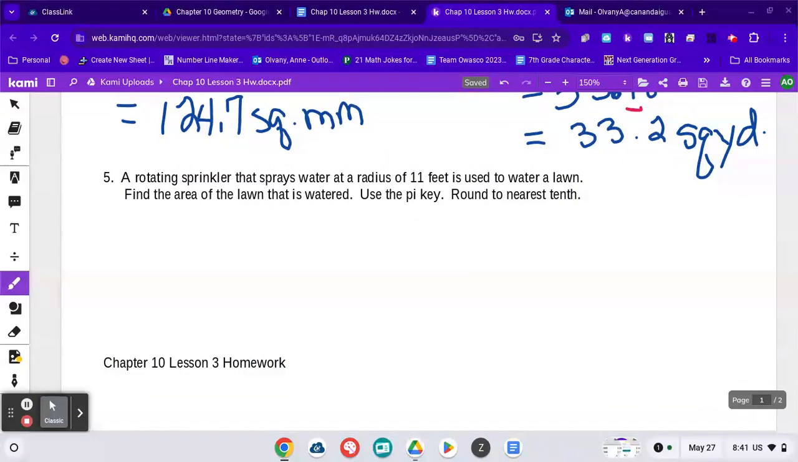This time you have descriptive words, and whenever I have words, I always like to draw the picture so I can see what's going on. A rotating sprinkler that sprays water at a radius of 11 feet is used to water a lawn. So you have a sprinkler in the middle, and then it sprinkles water in a circle. That's a terrible circle, but it has a radius of 11. So I'm going to draw the picture, and I'm also going to write r equals 11.